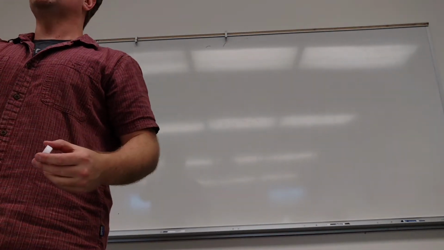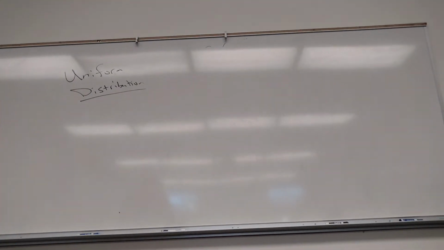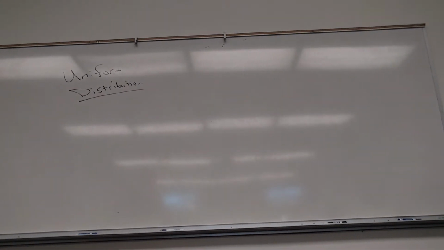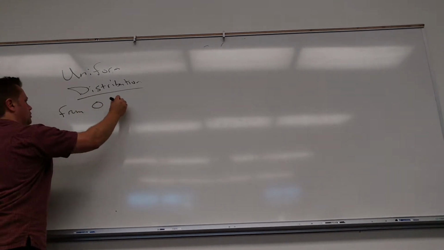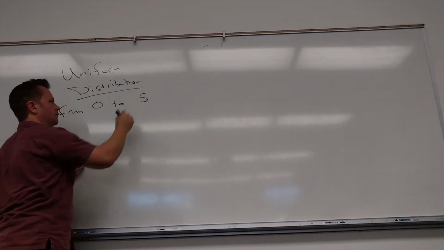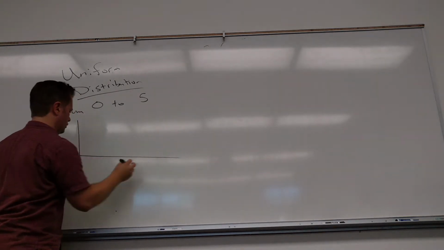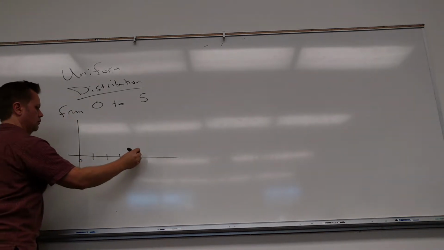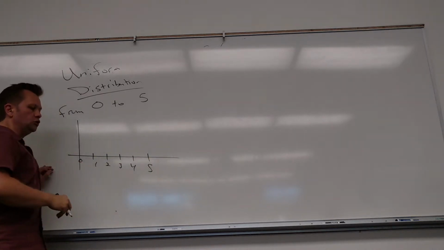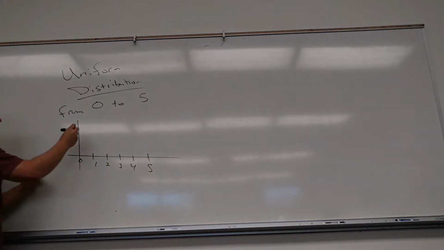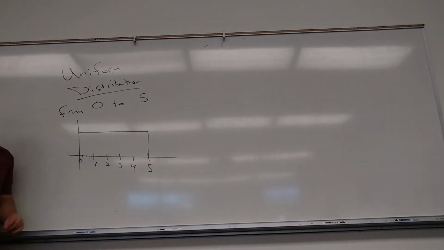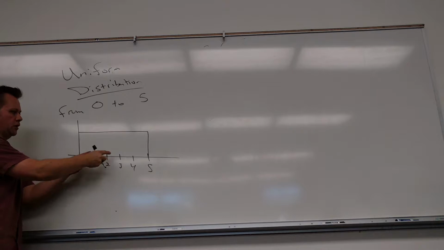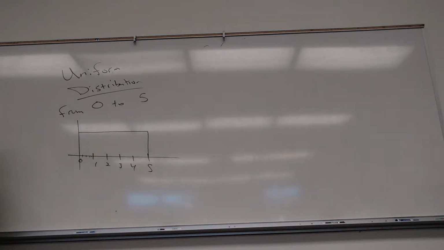So if I drew this, let's say I had a variable uniformly distributed from 0 to 5. So from 0 to 5 is uniformly distributed, which means I could draw it and make it look like this. So every possible number, it's a continuous variable. So we're in continuous variables now. It can take on any value in there, but they all have the same probability.